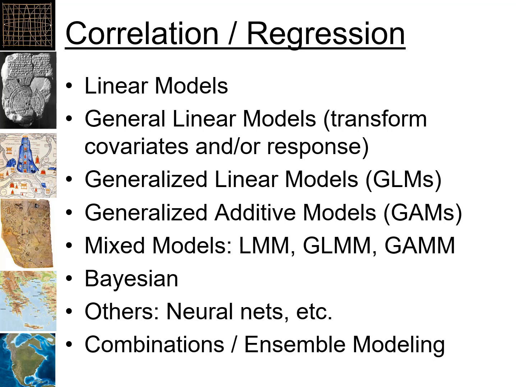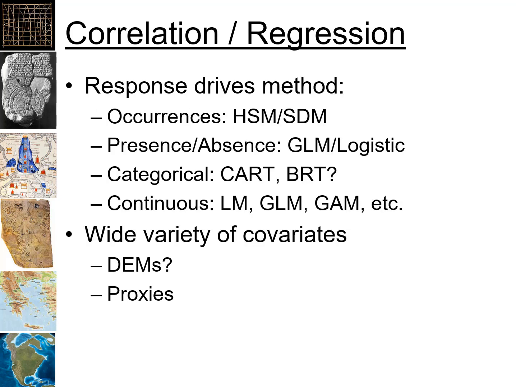And then we didn't spend a lot of time talking about combinations or ensemble modeling. Ensemble modeling is putting together multiple models in different ways. We saw them do that early on with the crab model. So that would be a type of ensemble modeling, and that's becoming more popular as well. Again, more difficult to explain, but important.